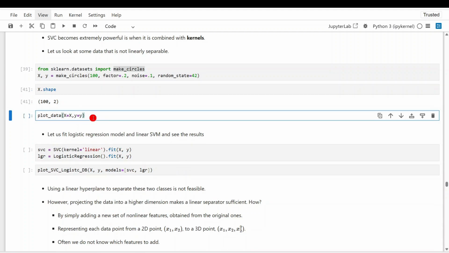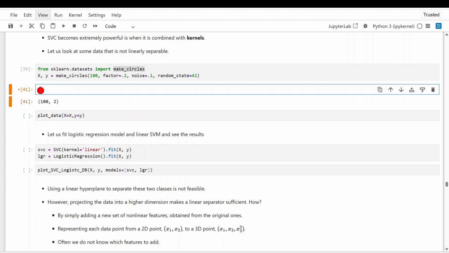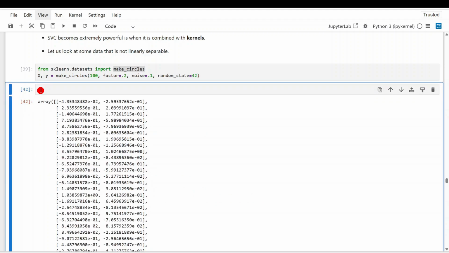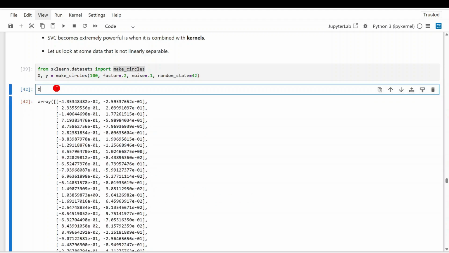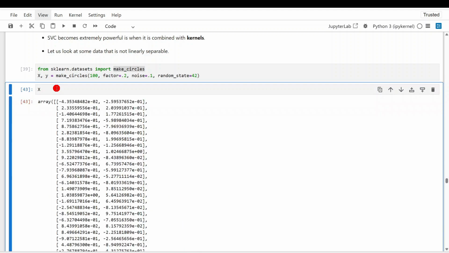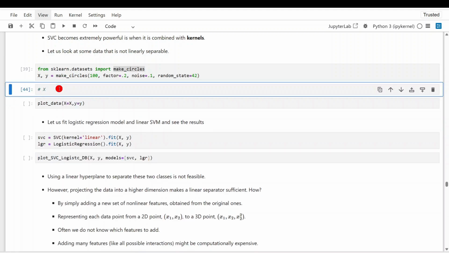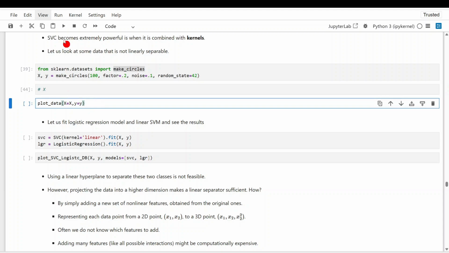Okay, so this data seems the same as the previous one, but in fact this is not the same as the one that we have considered in the previous cases. So let's plot this data and see how the data looks, and let's look at whether the data is actually linearly separable or not.